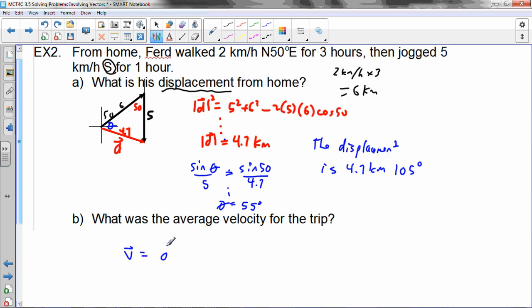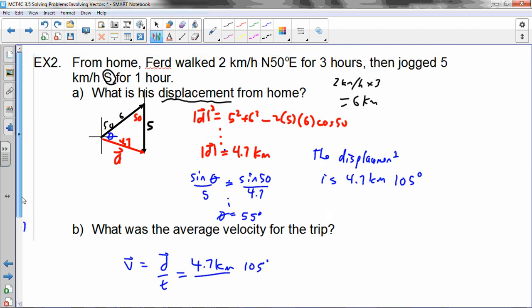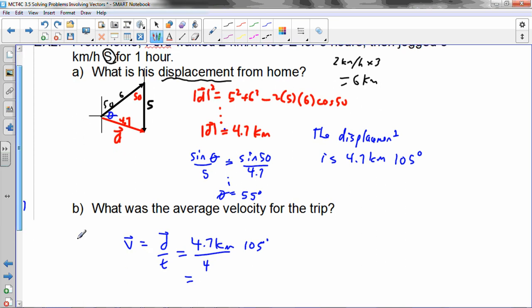Is the total displacement over the time, and that displacement was 4.7 kilometers on that bearing. But how long did he move for? 3 hours plus 1 hour, 4 hours, right? So on average, 1.2 kilometers per hour on a bearing of 105.